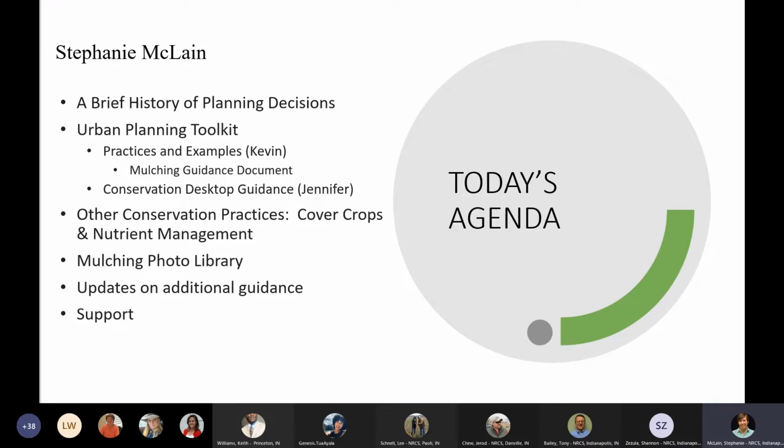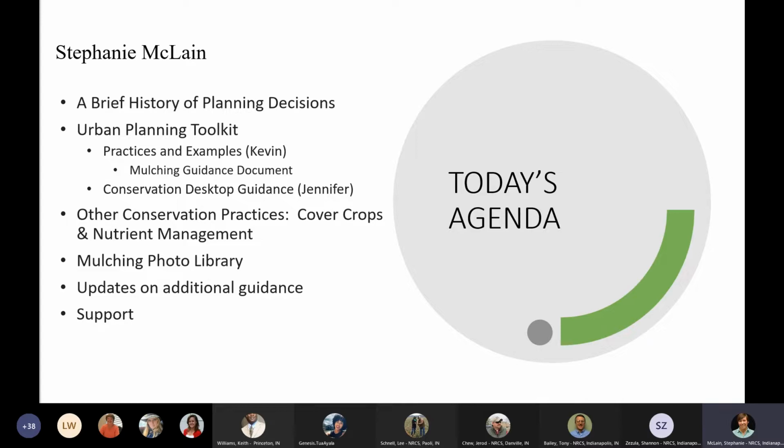And then we're going to spend some time with Kevin as he goes through the urban planning toolkit. That's the term that I'm starting to get used to using, our urban ag planning toolkit. And Kevin will be discussing some specific examples within our mulching guidance document. And then Jennifer will be going over conservation desktop guidance pertaining to working on urban farms and in small farm settings.